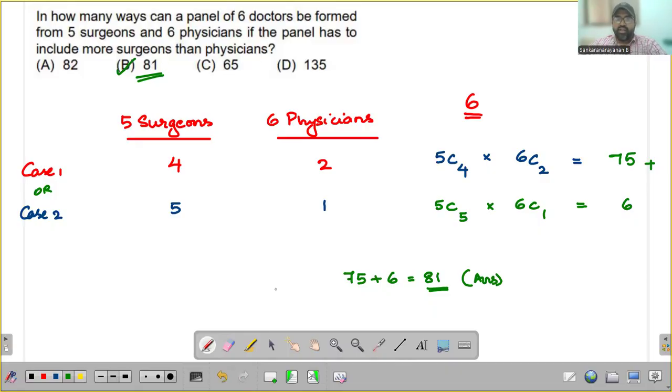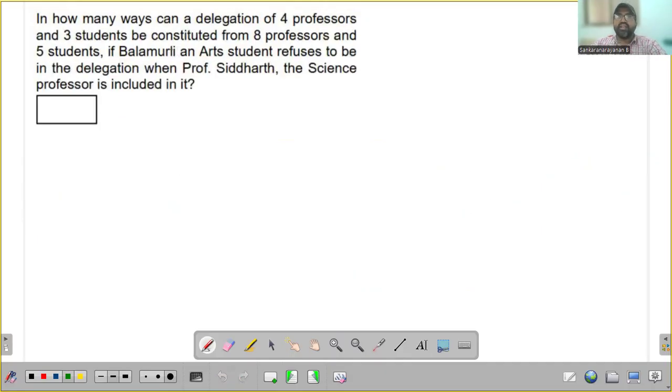Let's consider the next question. In how many ways can a delegation of 4 professors and 3 students be constituted from 8 professors? So the supply, when you consider, is 8 professors and 5 students, right? So from these 8 professors and 5 students, you have to form a delegation of 4 professors and 3 students.